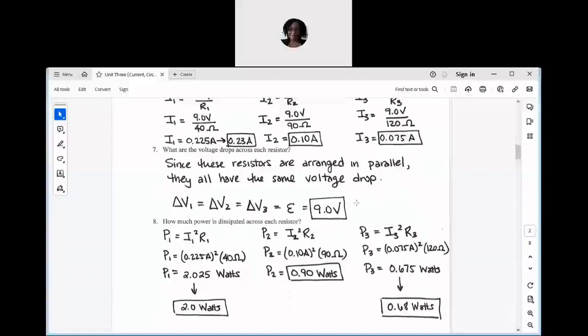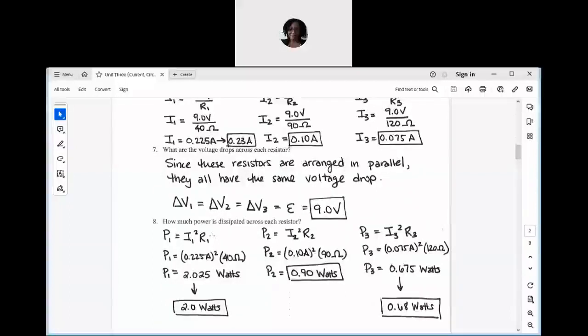Next, for the power dissipated across each resistor, there are 3 different expressions you could use for this. I just chose current squared times the resistance, because I already know what the current is, we calculated that in question number 6. But remember, your other option would be to take the current through each individual branch and multiply it by the voltage drop.